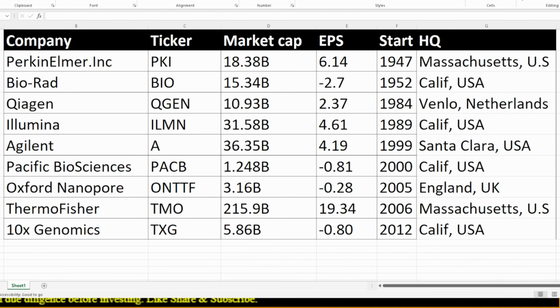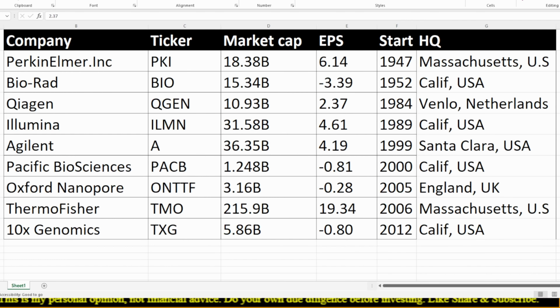So here is my list of companies that I want to work on. The first one is PerkinElmer Inc. Ticker symbol is PKI. It has a market capitalization of 18.38 billion and its EPS is 6.14. So for a genomics investor, a positive EPS is always good news because we are all used to negative EPSs. And it's a fairly old company. It was established in 1947 in Massachusetts, US.